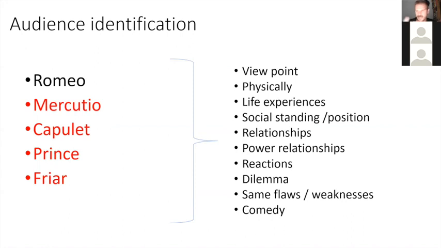I can relate to Capulet because of his life experiences, and mine might not be the right thing to do at the time, but I can relate to it because I've been in a similar situation. We've also got other things in there, social standing, relationships, power relationships, but also the reactions. Would you react in the same way that that character does? It doesn't matter what the story is, but we can all say, well, yeah, I would act that way. That's how I would behave. Or I wouldn't act like that. Would we be like Romeo? Would we be doing that?